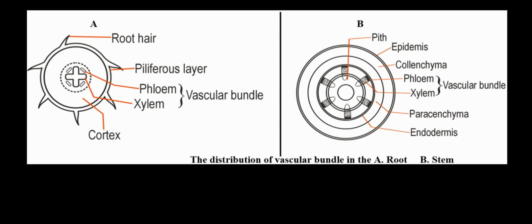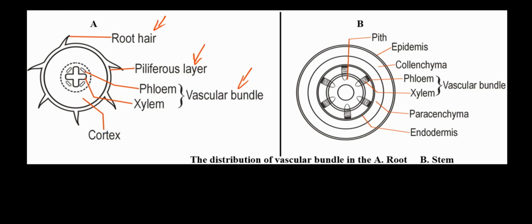For that of the root, you can see the root hair, and this root hair is what helps in the absorption of water. There is the piliferous layer, and then we have the vascular bundles too, the phloem and xylem. We know the xylem is responsible for what? The transport of water and mineral salts. While the phloem is responsible for what? The manufactured food. That is transporting the manufactured food.